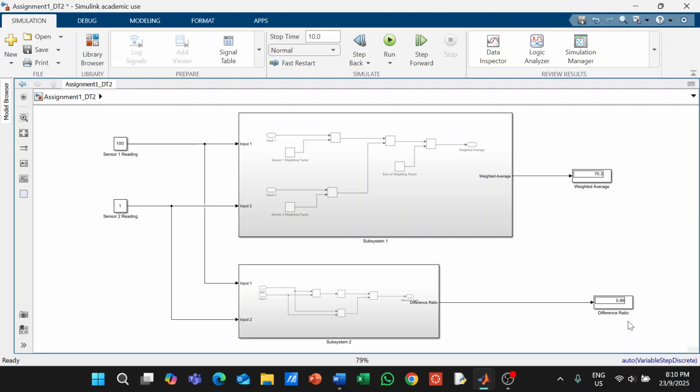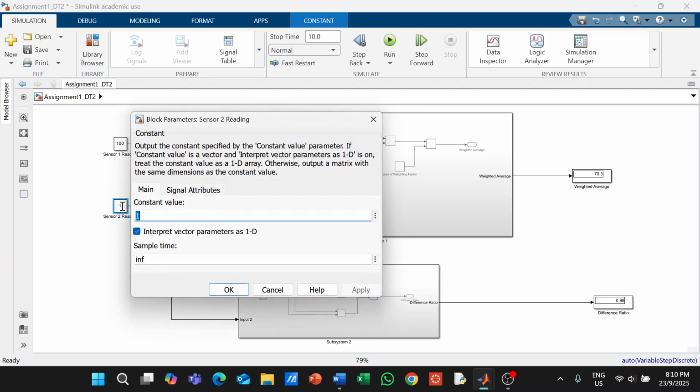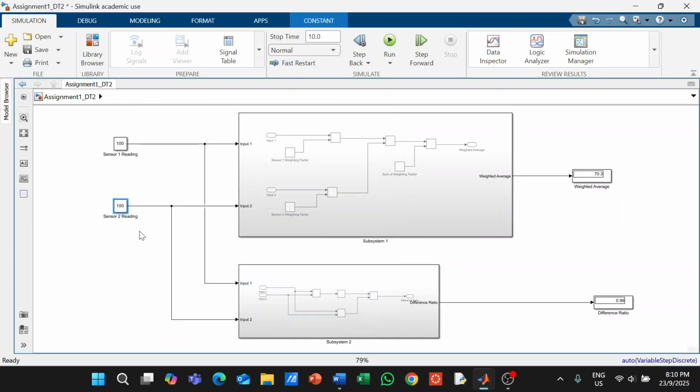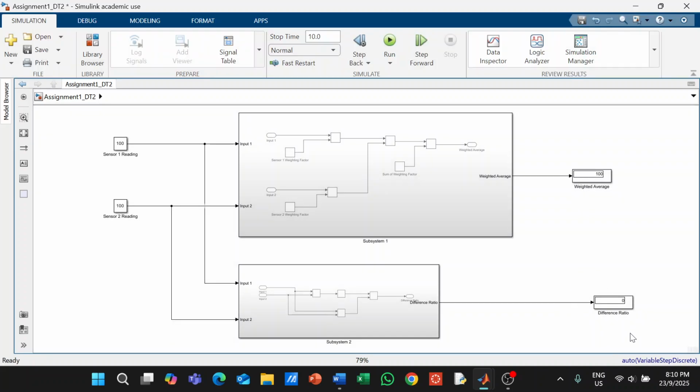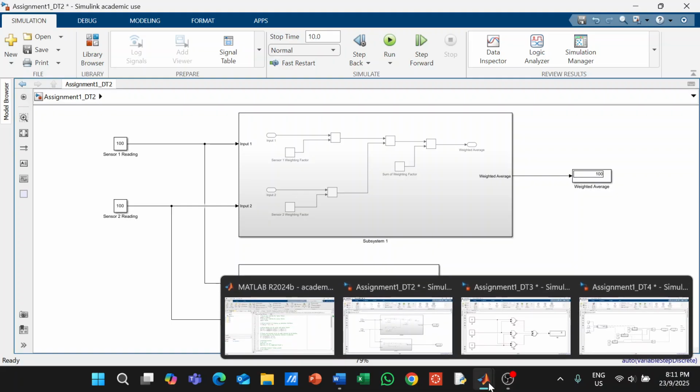The difference ratio can be used to detect any fault condition or mismatch condition. For example, if the 2 sensors are the same sensor, they might have similar or the same reading, so you will get a difference ratio very close or equal to 0. That's all for design task 2.